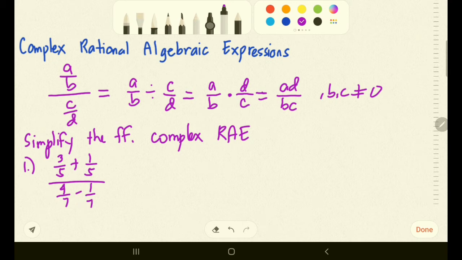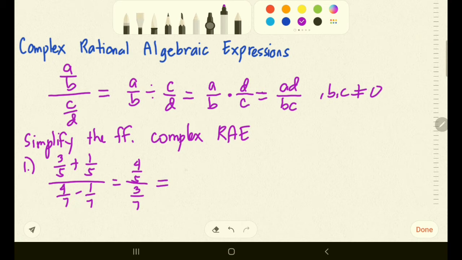You may simplify first the numerator and the denominator. So this becomes 3/5 plus 1/5. Since they are similar fractions, you can add them directly. The denominator 5 is copied, then 3 plus 1 is 4. The denominator fractions are also similar, so you can subtract them directly. Copy the denominator 7, then subtract the numerators, 4 minus 1, that is 3.